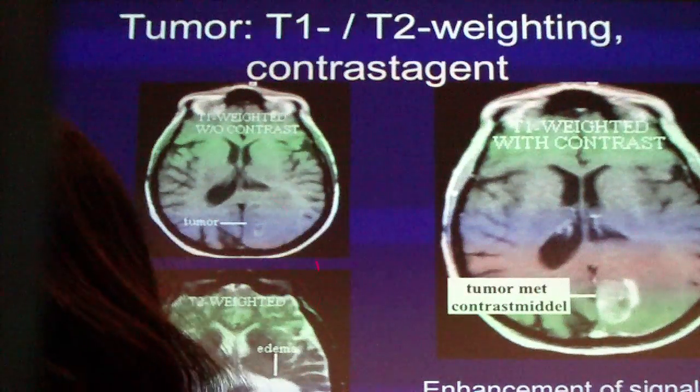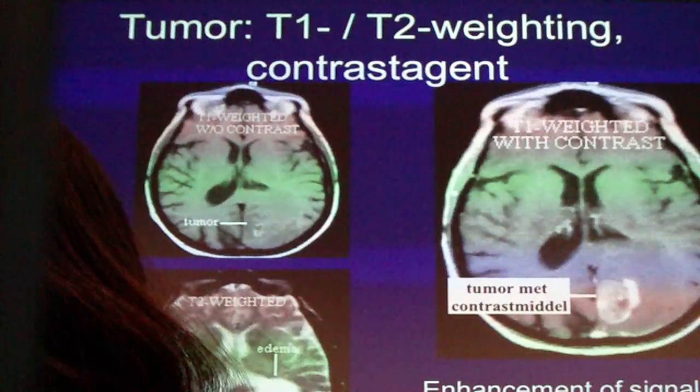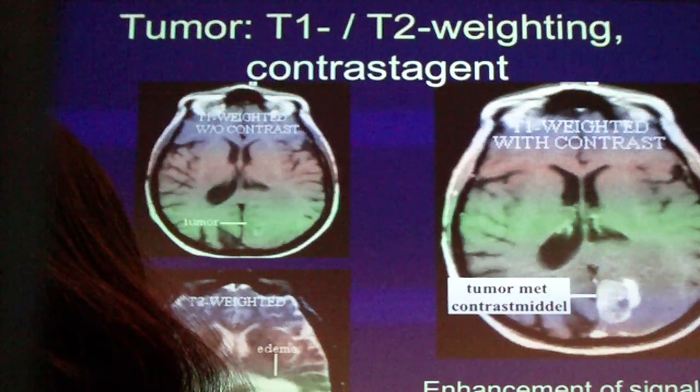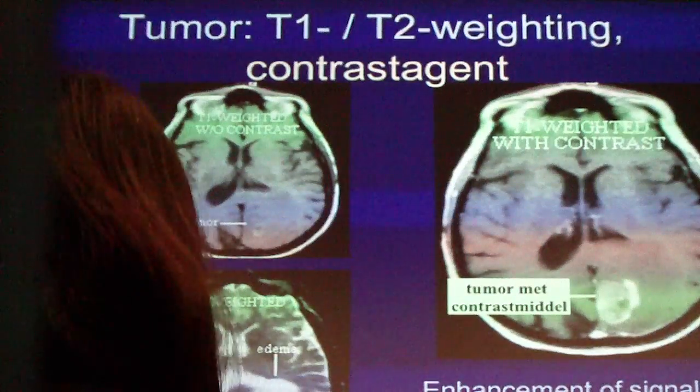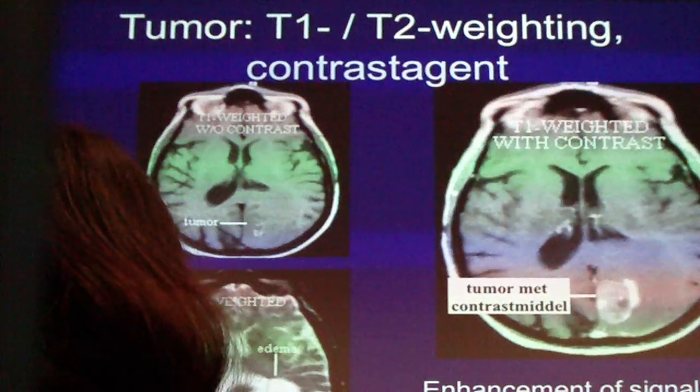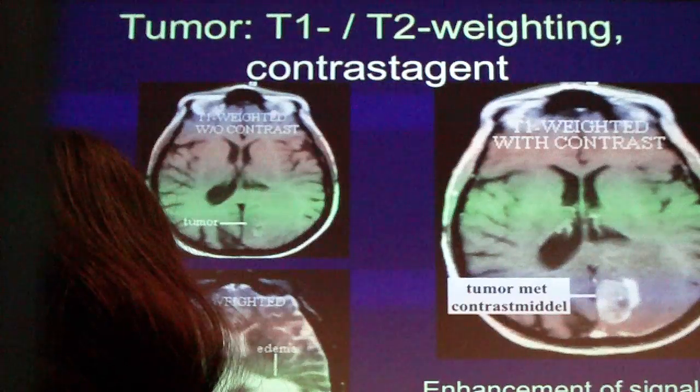Okay, so the nice thing is that you can choose your contrast. And most of the time it's not a pure T2 or T1 weighted image, but you also have mixtures.